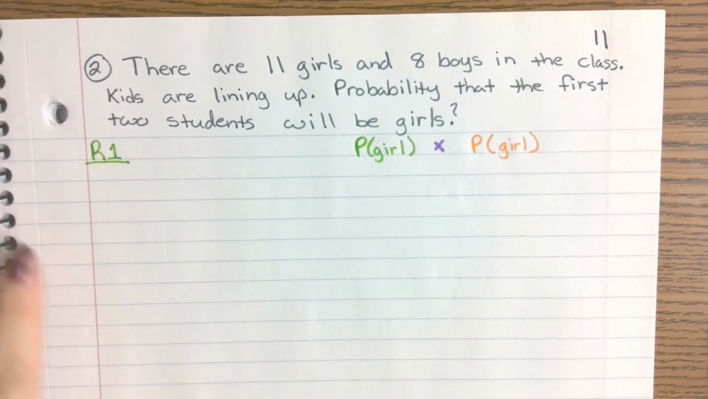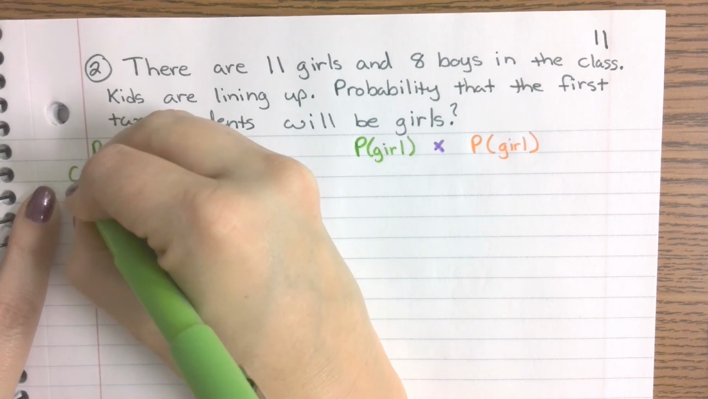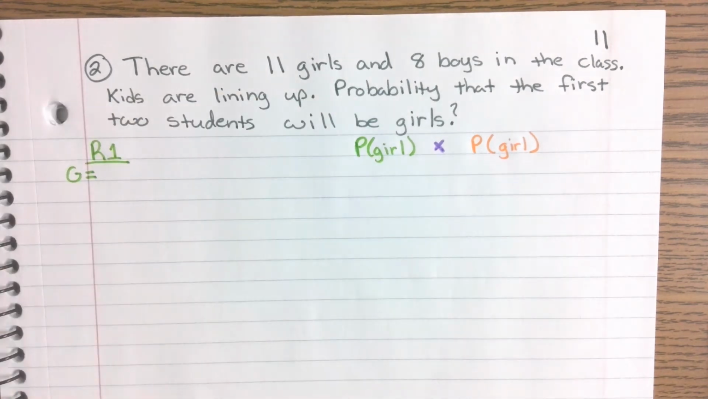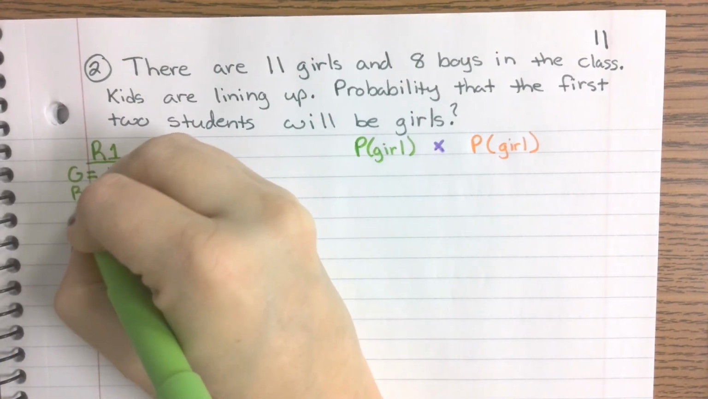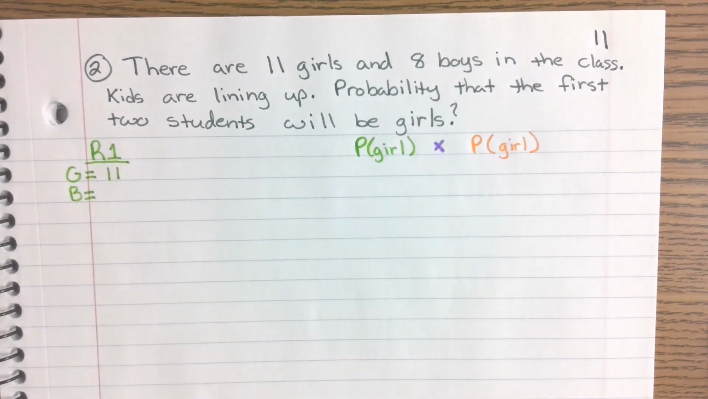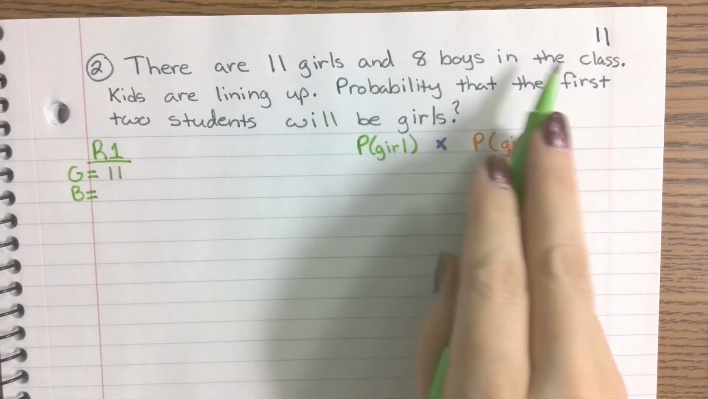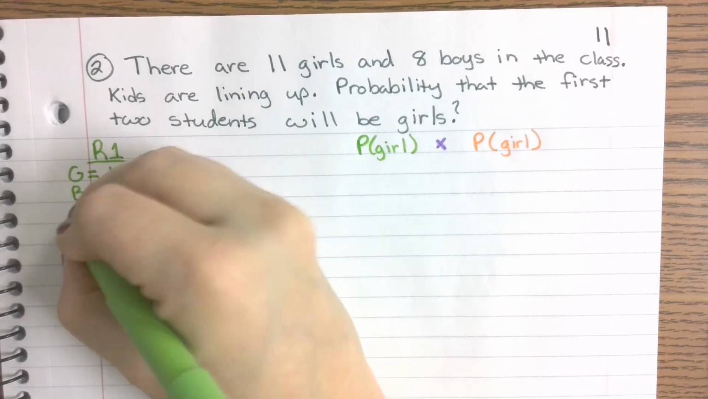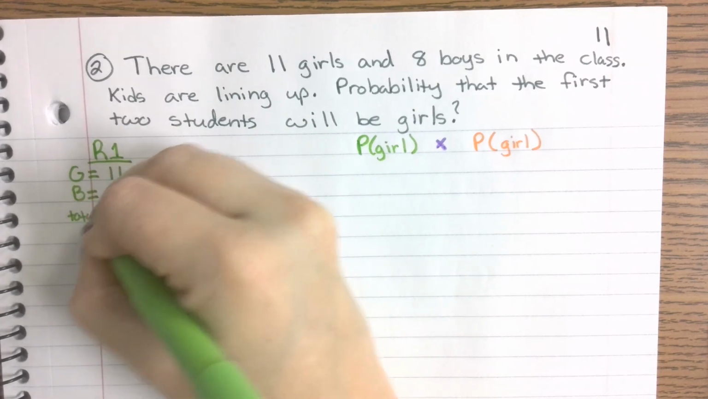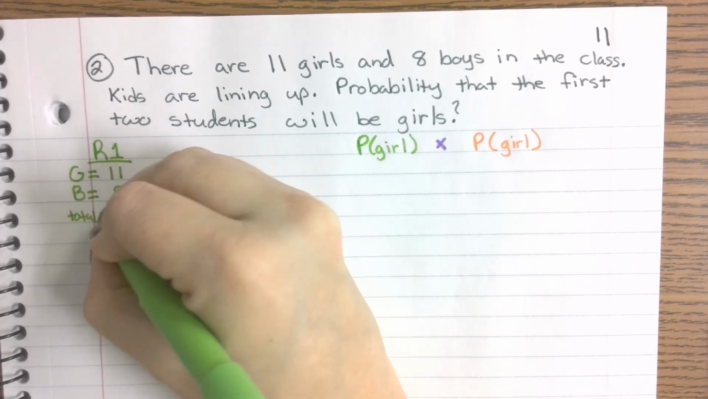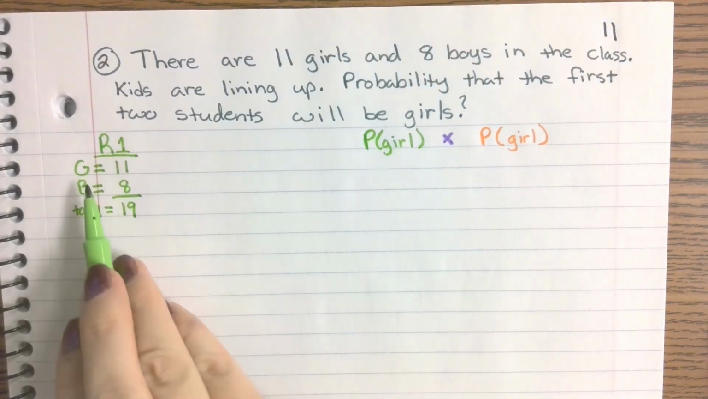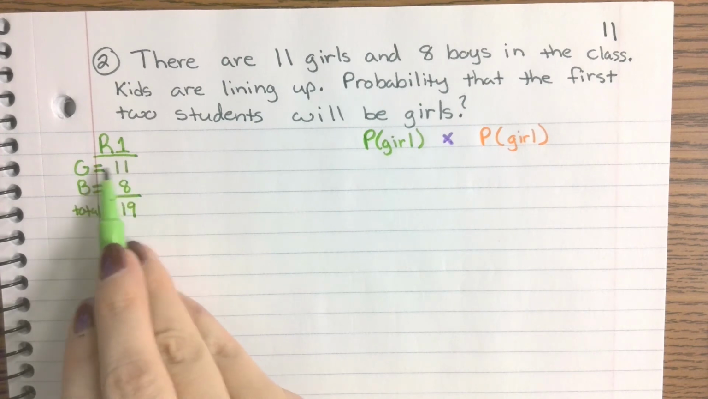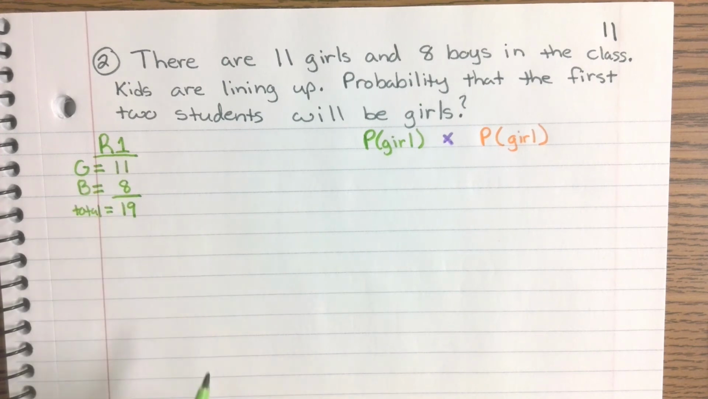So for round 1, how many girls do I have? 11. I'm starting off with 11 girls. How many boys are in here? 8. So then how many total students are there? 19. 19 total students. Okay? 8 boys, 11 girls, 19 total students.